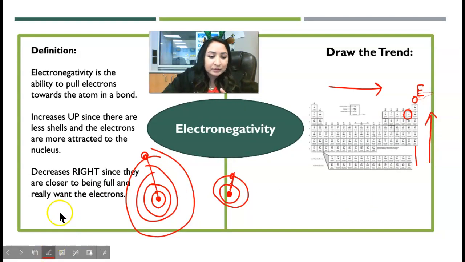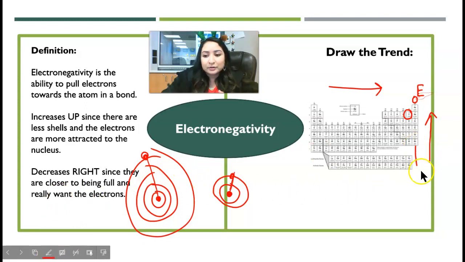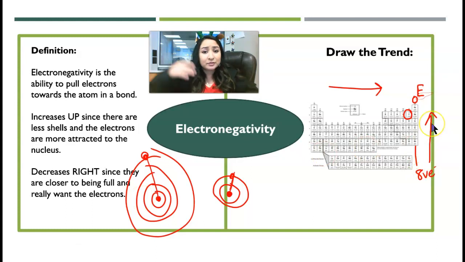Well, they have their 8 valence electrons. They don't want to add any more extra electrons because they already have their full 8. They don't need any more, because if not, then they have to make a whole new energy level. And remember, they want to have their whole octet rule full.